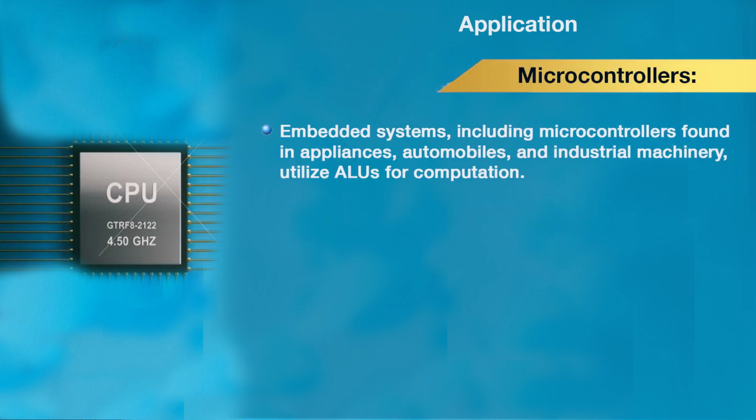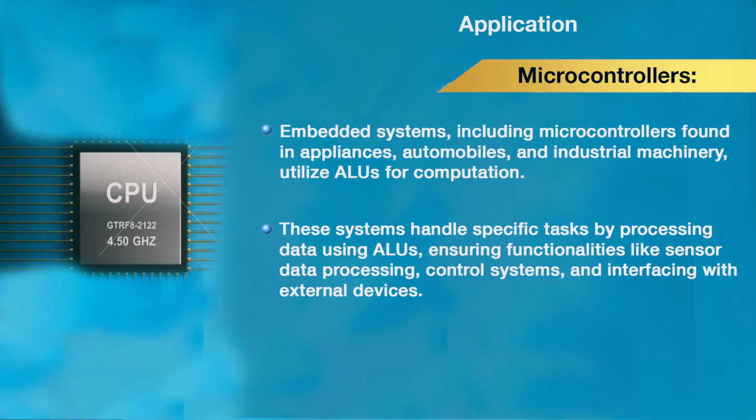Microcontroller. Embedded systems include microcontrollers found in appliances, automobiles, and industrial machinery. They utilize ALUs for computation. These systems handle specific tasks for processing data using the ALU, ensuring functions like sensor data processing, control systems, and interfacing with external devices.